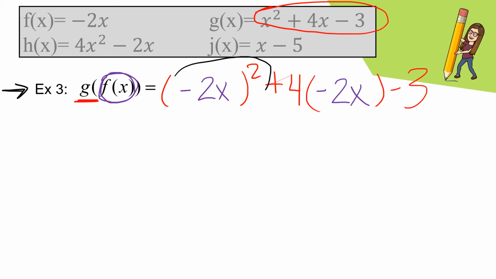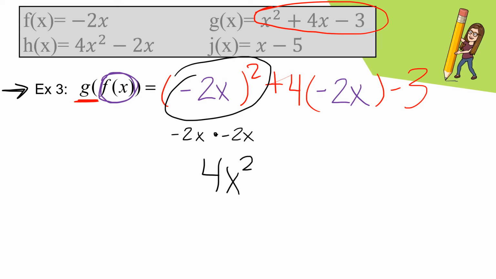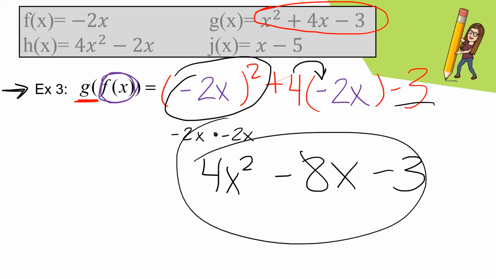So if I take a look here, remember squared means we're multiplying something by itself. So -2x times -2x is +4x squared. And then we're going to distribute this +4, and that's going to get me to a -8x. And then the -3 is just going to hang out. So I end up with this quadratic. I've combined all the like terms I can. It's written in standard form, meaning in order of descending exponents. And that's all I can do.